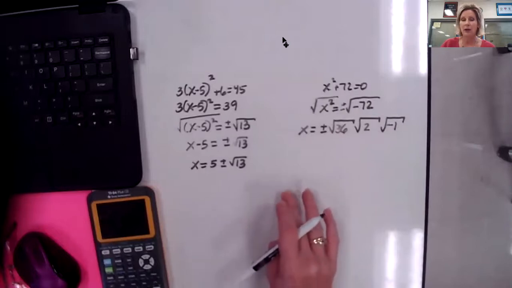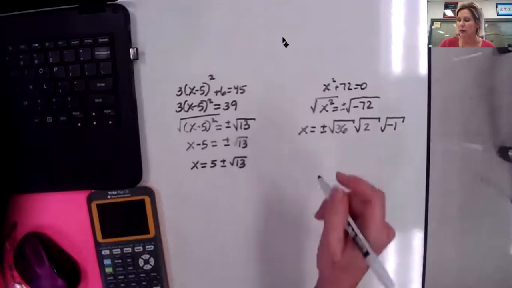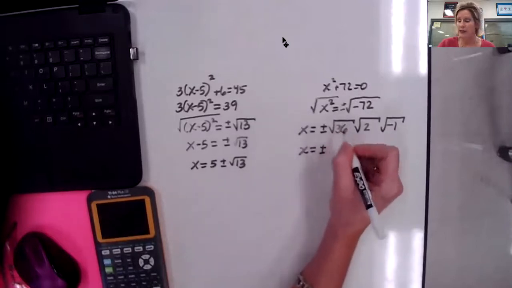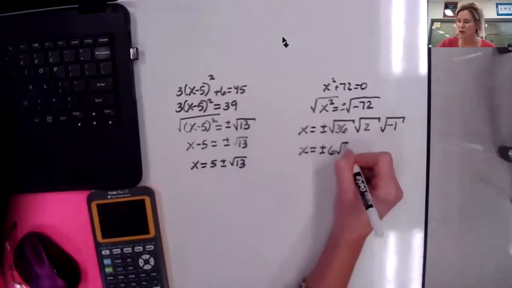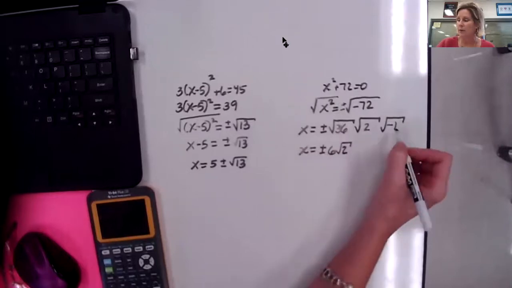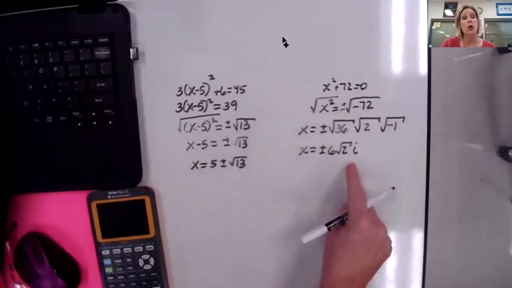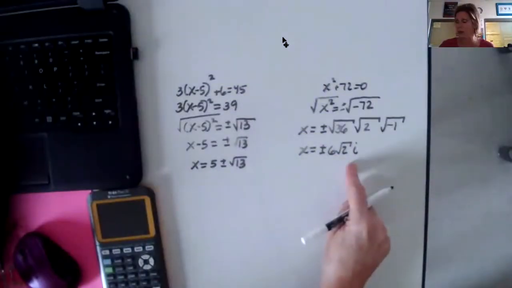And remember, in my classroom, I have the list of perfect squares on my board, so you can just look at those to speed you along. So the square root of the 36 is the 6 part. The square root of 2 is just the square root of 2. You can't do anything with that. And the square root of negative 1 is your i. So you've got 2 non-real answers that are different: 6 square root 2i and negative 6 square root 2i.